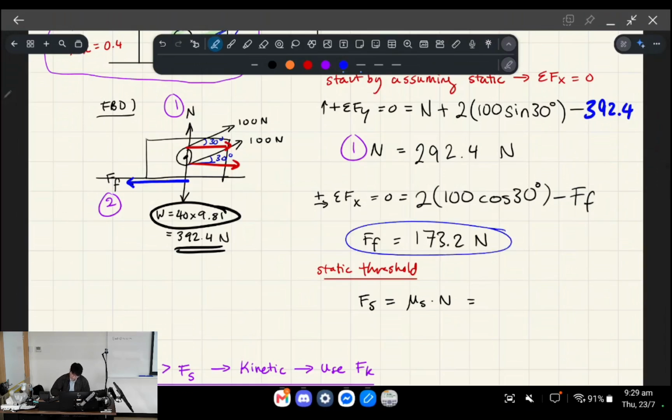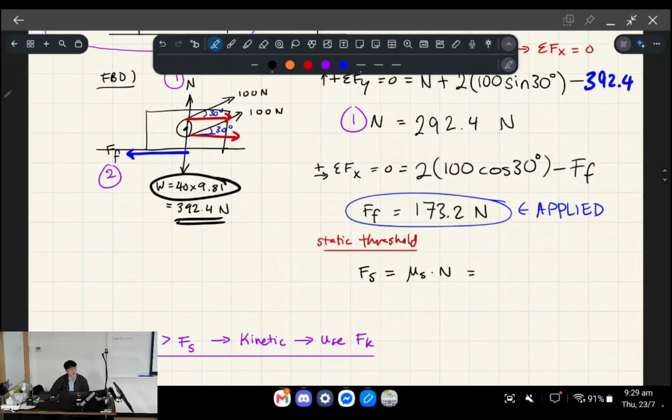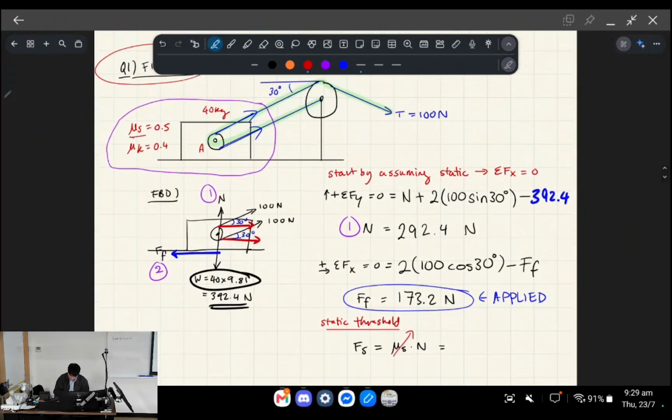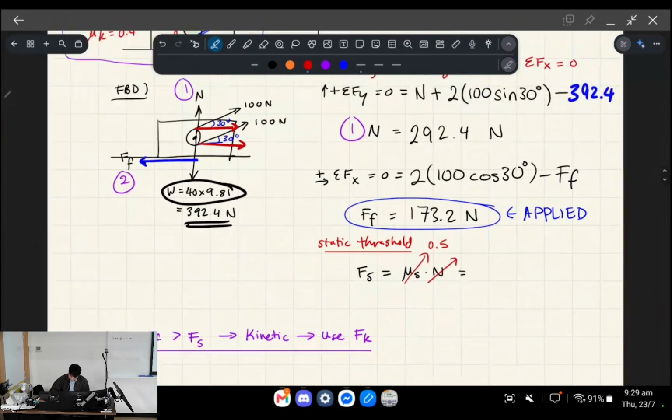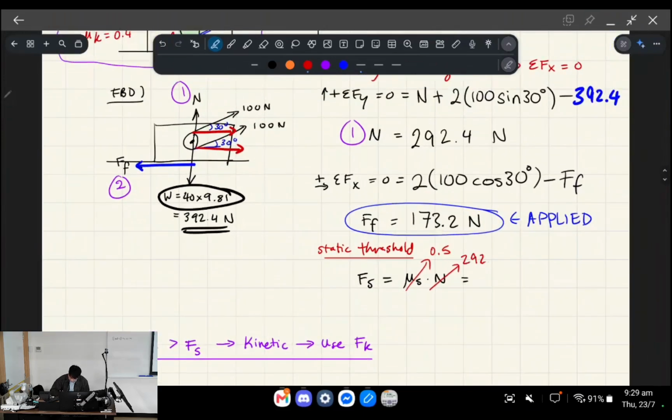Okay, so now what we have to do is check this number. So this is the applied friction. And we have to check that against the static friction threshold, right? So to find that, we get the static friction coefficient, which we're given as 0.5. Chuck in 0.5. And we multiply that by the normal force, right? Which was what we got from step one, giving us 146.2 newtons, okay? So this is your capacity.